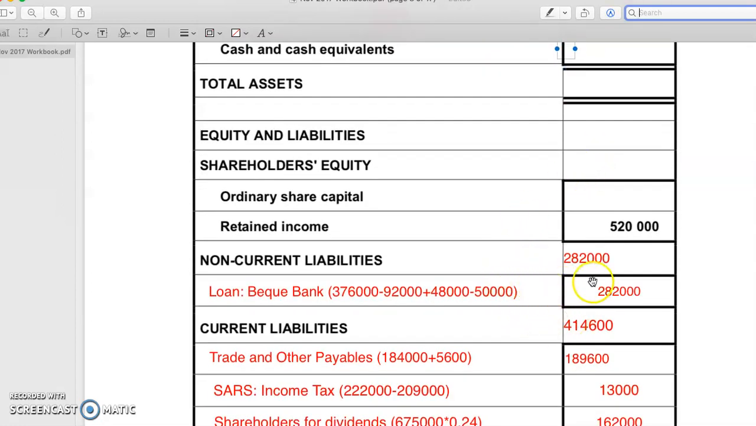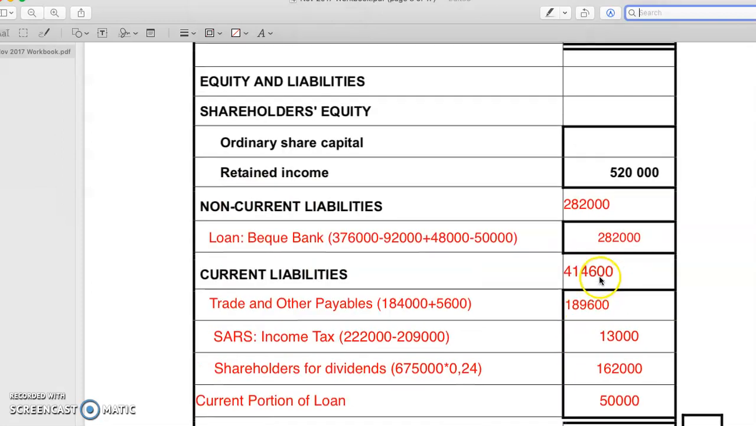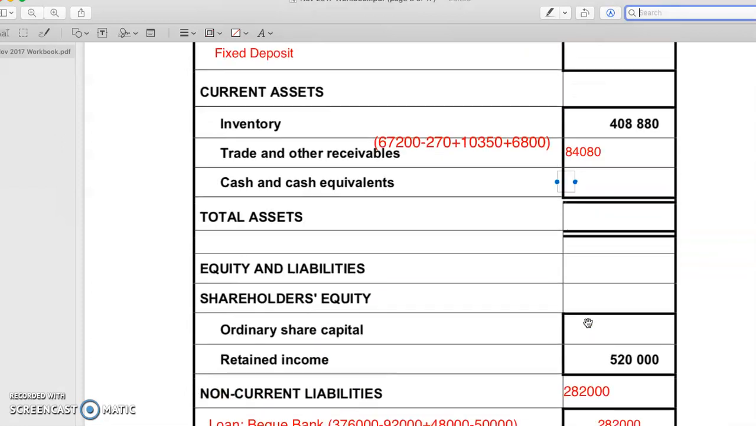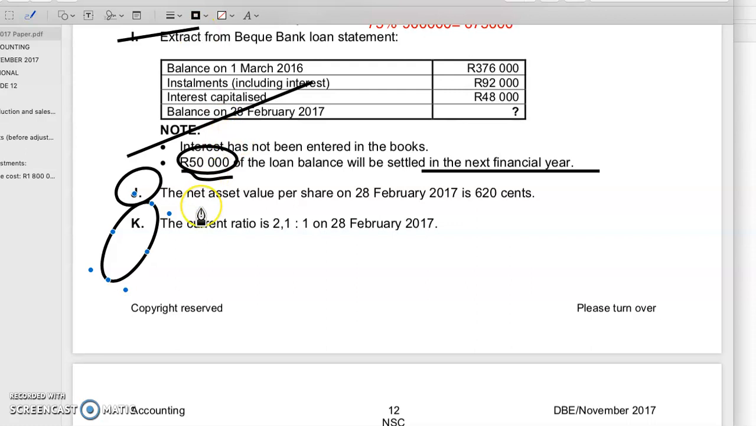I totaled my loan amount and I added all my current liabilities. So I have all my liabilities amounts, and that's where I am at the moment. And now I'm going to go ahead and look at net asset value per share. I really hope that you have gone ahead and learned the formulas for all these items. So you need to go learn all the ratios, learn all the formulas, okay?